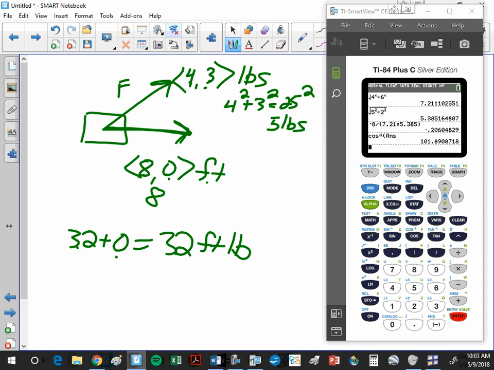Okay, so how much work did I actually do? I moved a weight according to 32 foot-pounds. But wait a minute, didn't I work harder than that? How hard did I work? 5 pounds per 8 feet, which is 40. So I struggled at 40 pounds, but the movement only accounted for 32 pounds. Why?